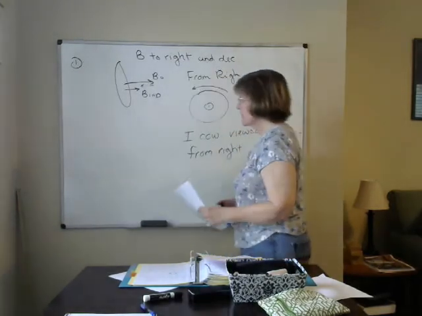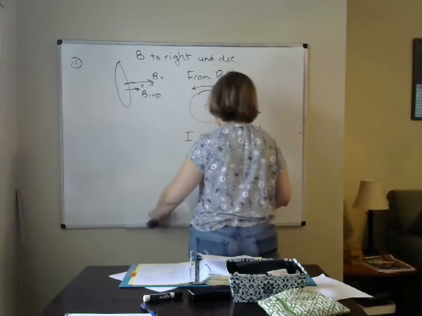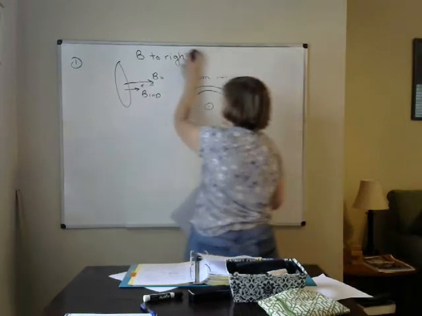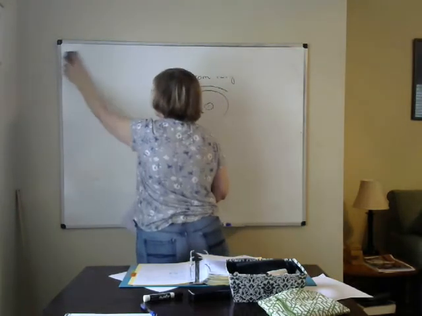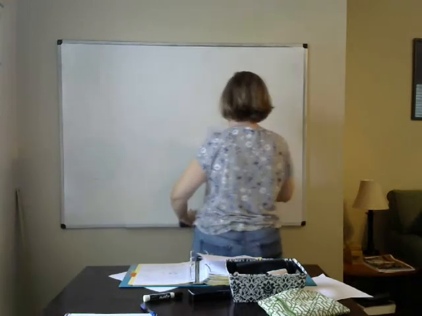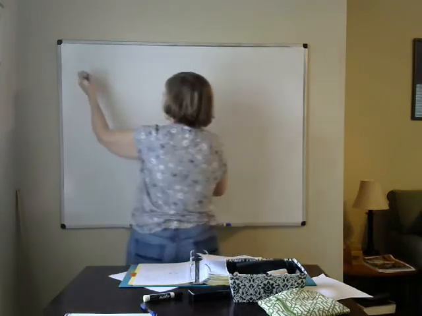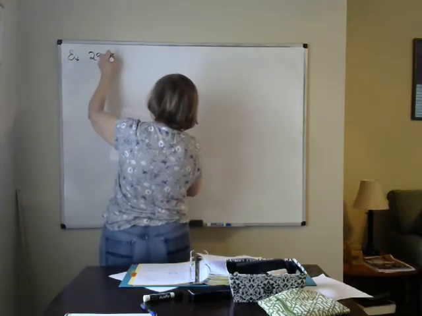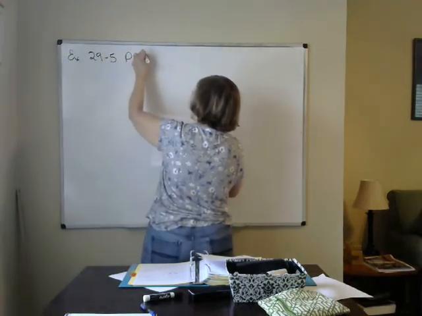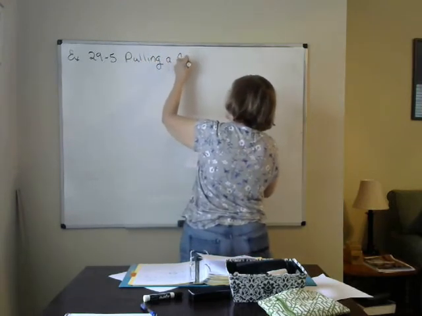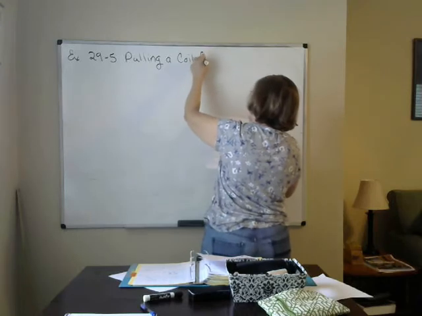So let's do another example. This one also is out of your textbook, so you can go back and read it in your book and maybe fill in any detail or more explanation that I omit. This is example 29-5. Pulling a coil or a loop from a magnetic field.